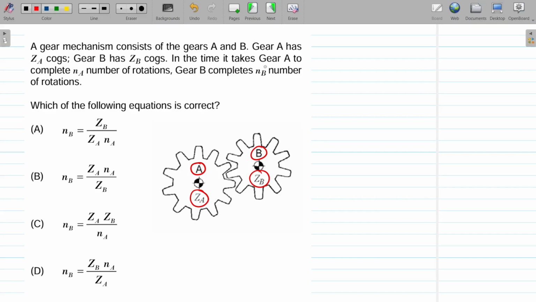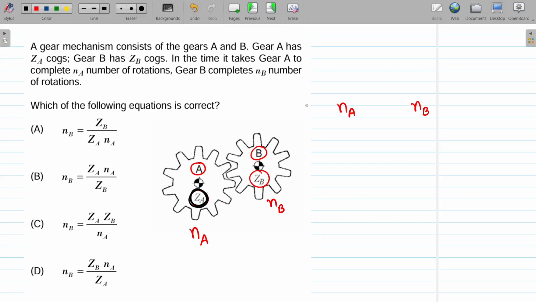In the time it takes gear A to complete NA number of rotations, gear B completes NB number of rotations. So we have to find the relation between ZA, ZB, NA, and NB. Obviously, if gear A is completing NA number of rotations, in the same time gear B is rotating NB number of times. Obviously this NA and NB are not the same, they may differ, but the number of teeth, if you see, in one rotation this will pass ZA number of teeth.